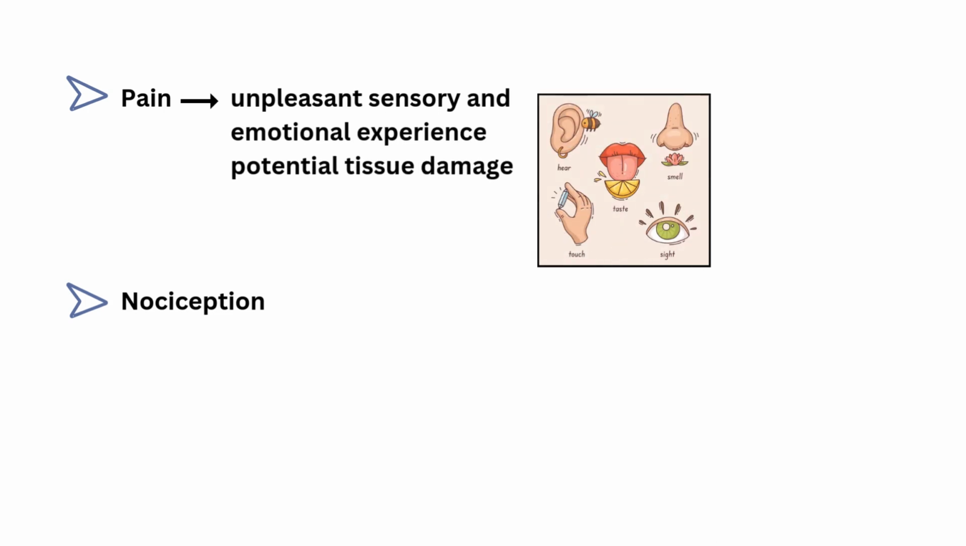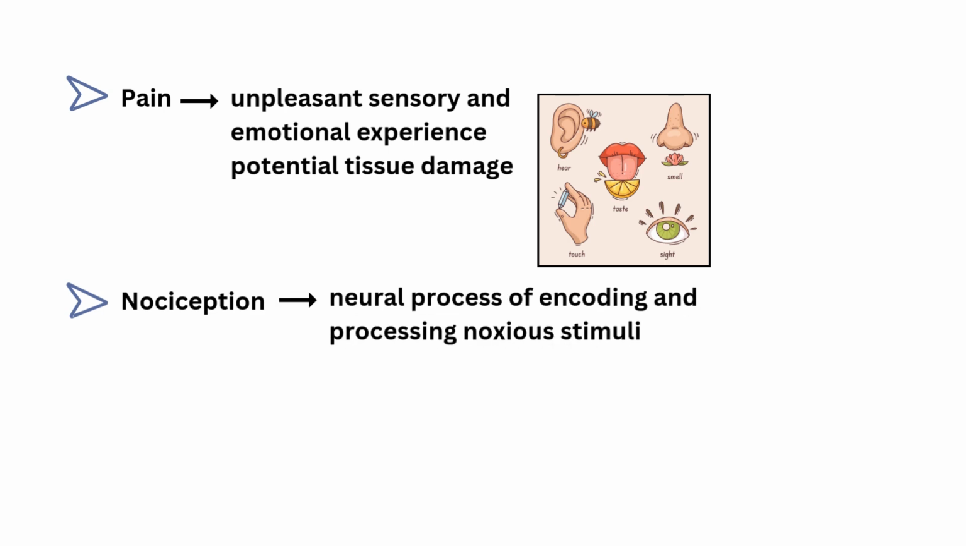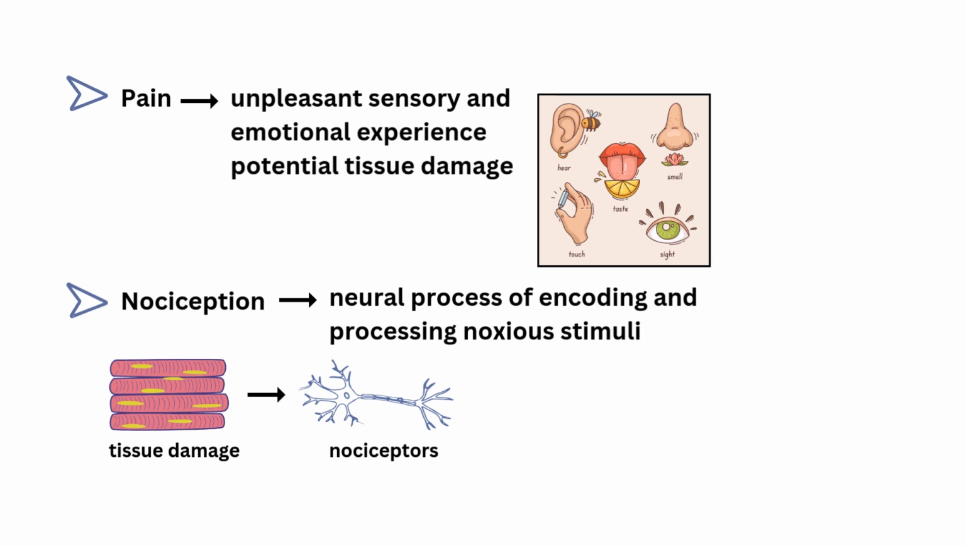Before proceeding further, let's review these two terms, pain and nociception. Pain is an unpleasant sensory and emotional experience associated with potential tissue damage. Nociception is the neural process of encoding and processing noxious stimuli. It refers to the detection of tissue damage or injury by specialized sensory receptors called nociceptors, which are located throughout the body, particularly in the skin, muscles, joints, and some internal organs.